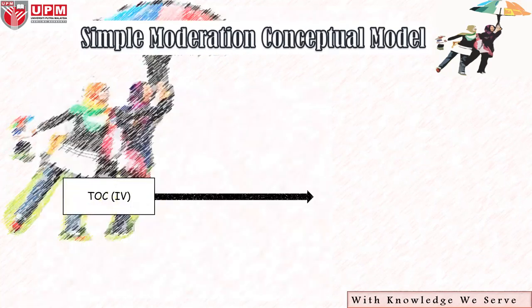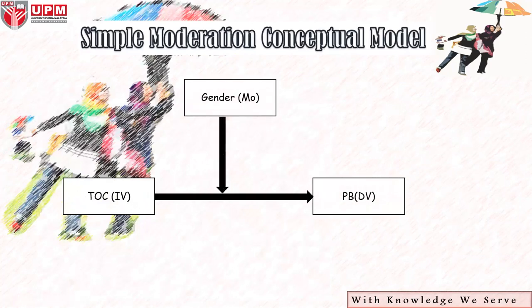Okay, so first we define our moderation conceptual model. Conceptually, this is how our model looks. Gender is located in the middle between TOC and PB, philanthropic behavior. In this case, our moderator is categorical: male and female.